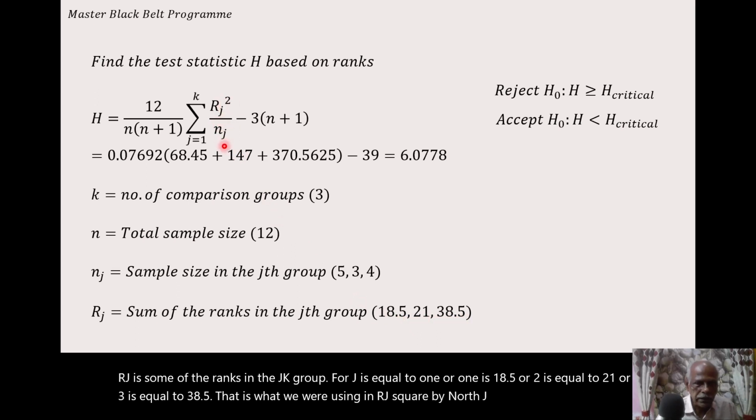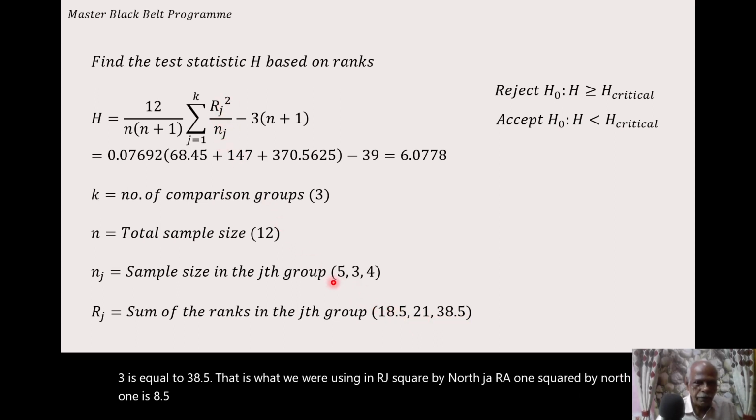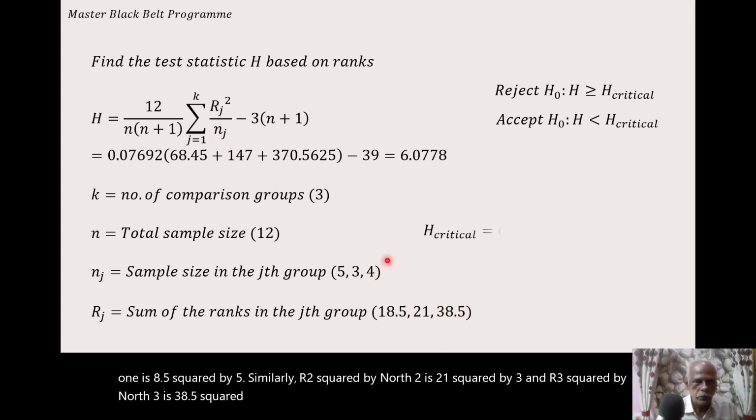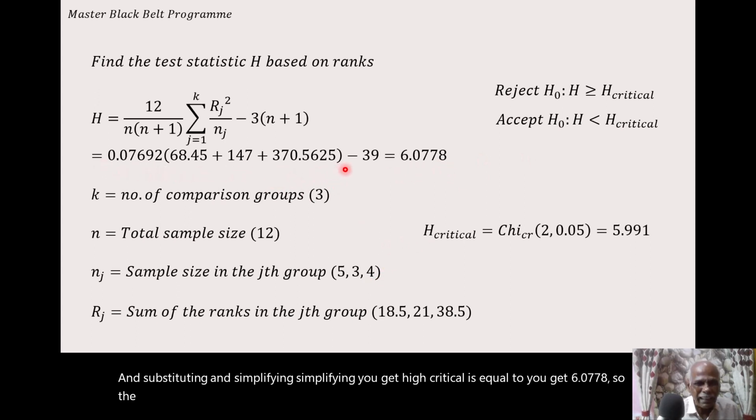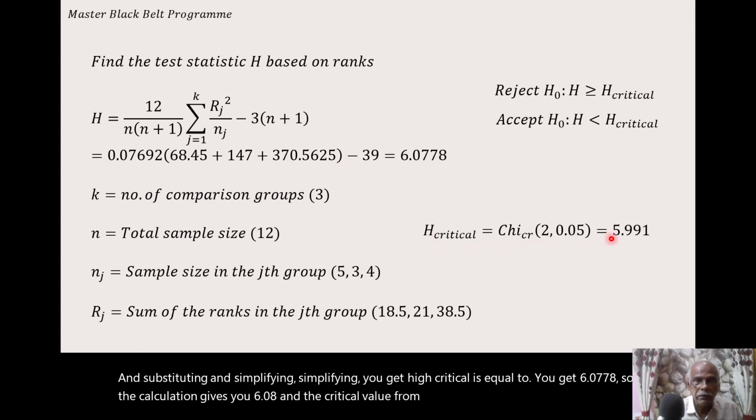R1 squared by N1 is 18.5 squared by 5. Similarly, R2 squared by N2 is 21 squared by 3, and R3 squared by N3 is 38.5 squared by 4. Substituting, you get 6.0778. So the calculation gives you 6.08, and the critical value from the table is 5.991.